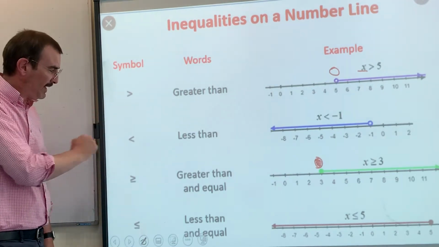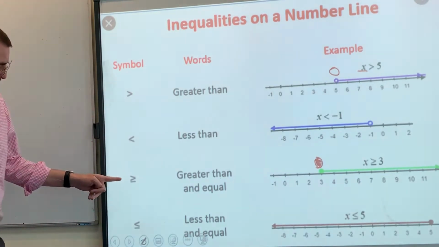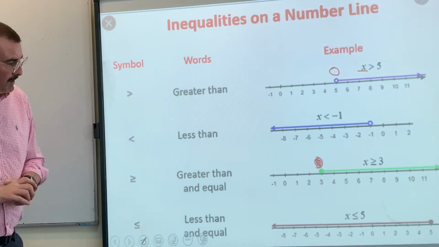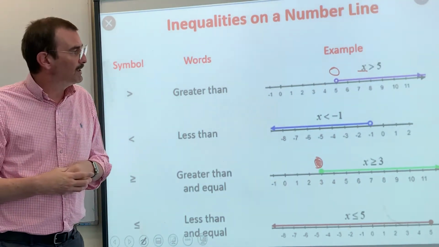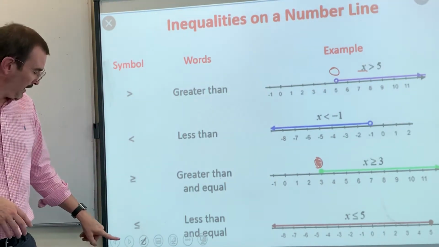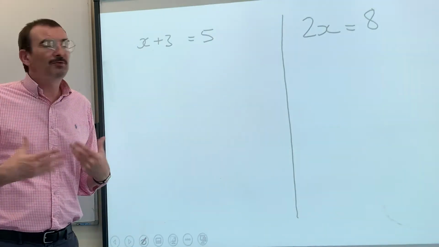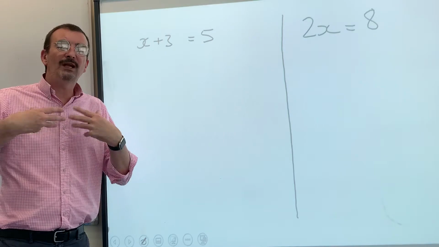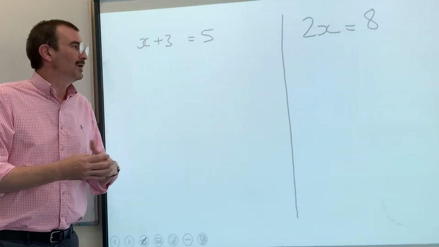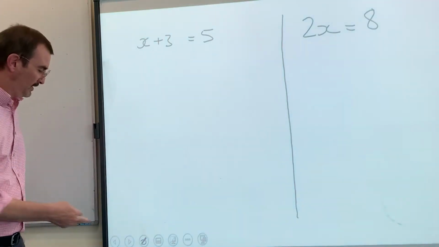So, greater than, less than, greater than or equal to, and less than or equal to. And we'll delve into it a little bit deeper. Okay, let's have a look. Alright, I'm going to take two simple equations and try and relate them, your prior knowledge, to inequalities. Let's have a little look at this one.